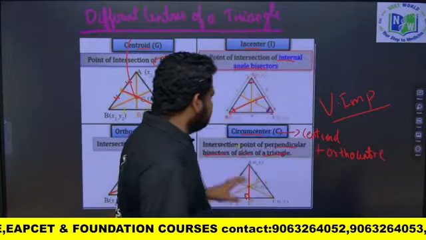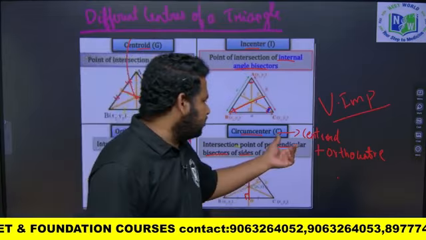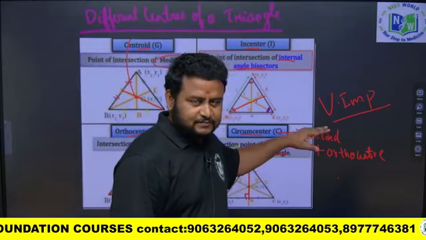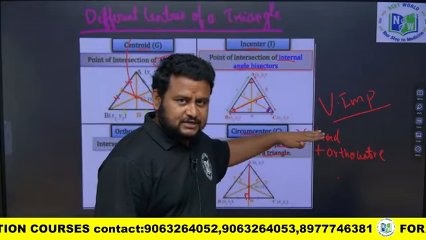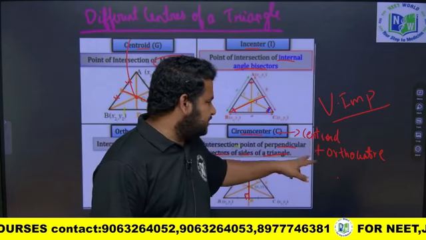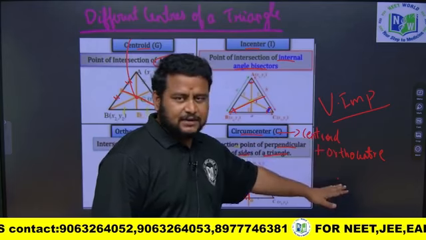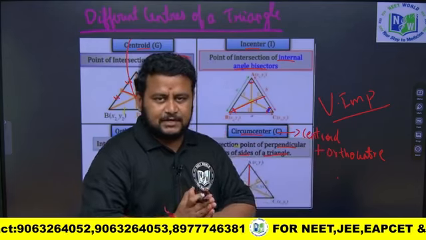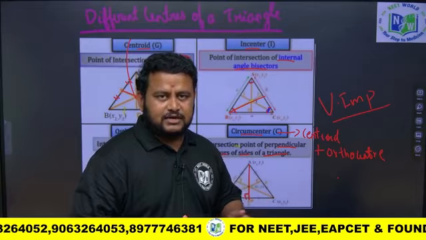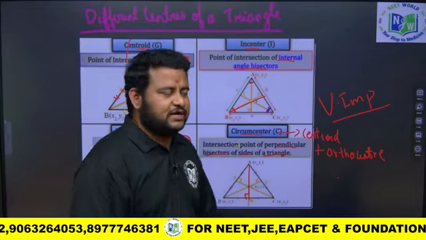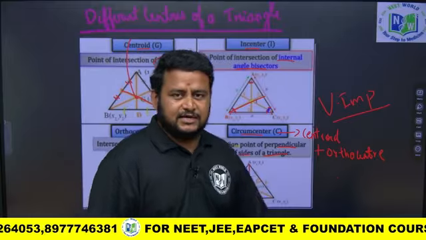Okay, so circumcenter is a combination of centroid and orthocenter. Centroid means it is dividing the opposite side, bisecting the opposite side. When it comes to orthocenter, it is a line which is perpendicular to the opposite side. The point of intersection of lines that are both perpendicular and bisecting the opposite side, we call it as circumcenter. I hope it is clear.